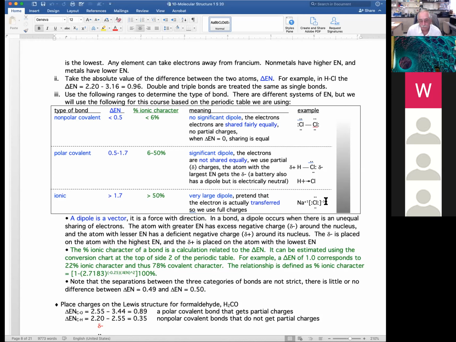The reason I say pretend is because the cutoff value is if it's greater than 50% ionic character. Say it's 51% ionic character. Well, the other 49% is covalent character.